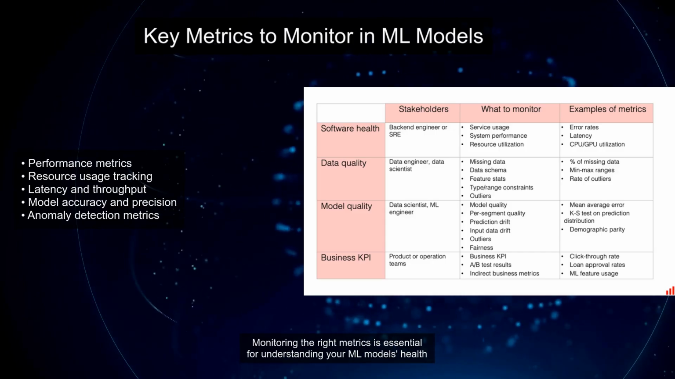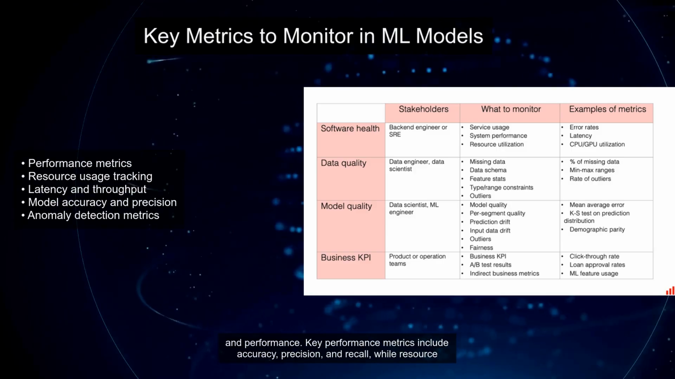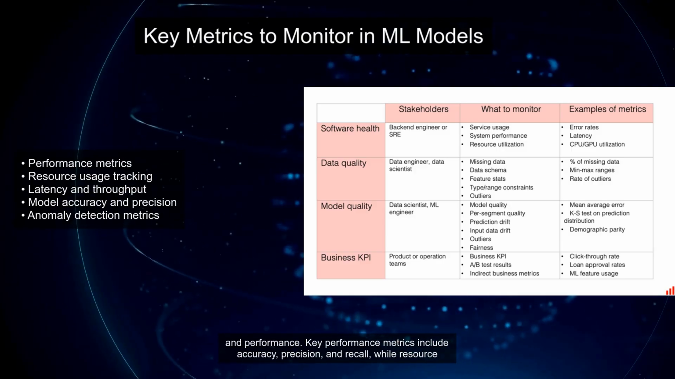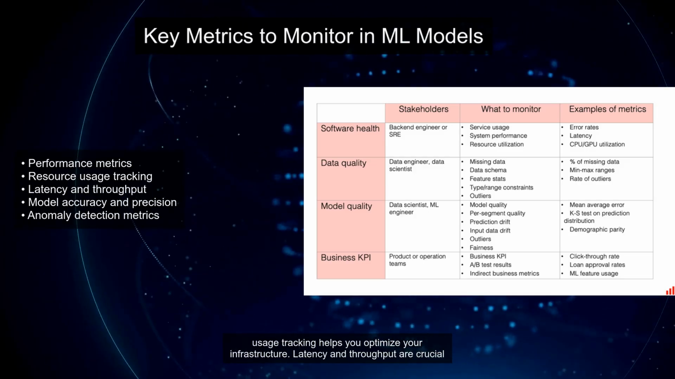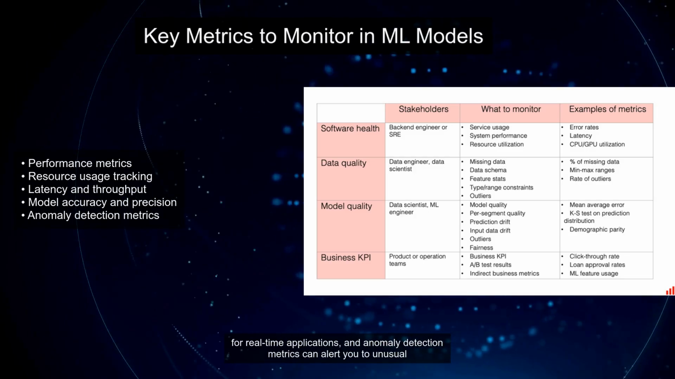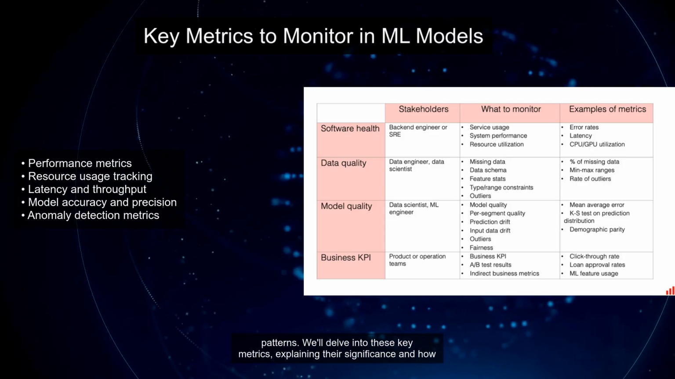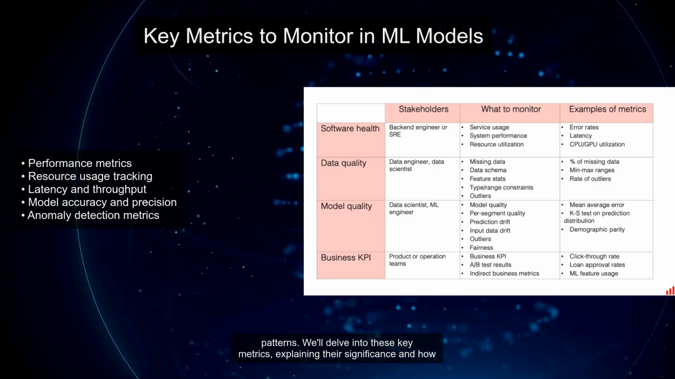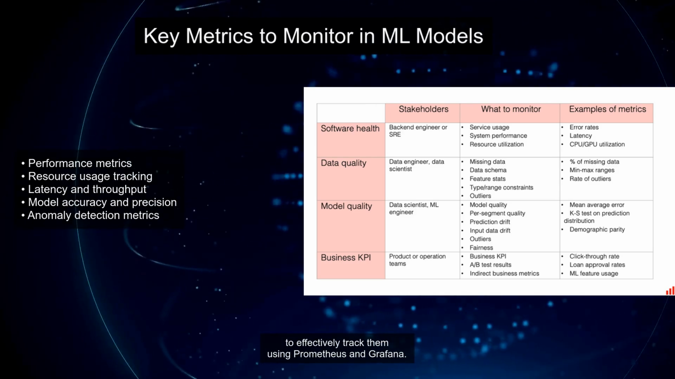Monitoring the right metrics is essential for understanding your ML model's health and performance. Key performance metrics include accuracy, precision, and recall, while resource usage tracking helps you optimize your infrastructure. Latency and throughput are crucial for real-time applications, and anomaly detection metrics can alert you to unusual patterns. We'll delve into these key metrics, explaining their significance and how to effectively track them using Prometheus and Grafana.